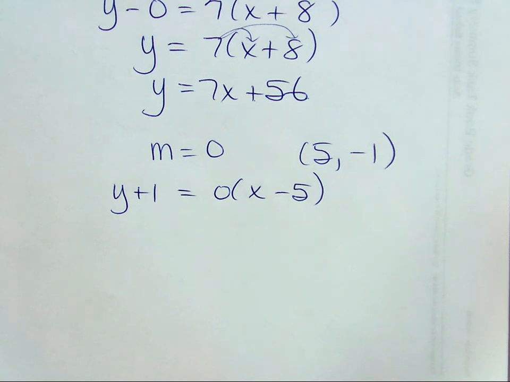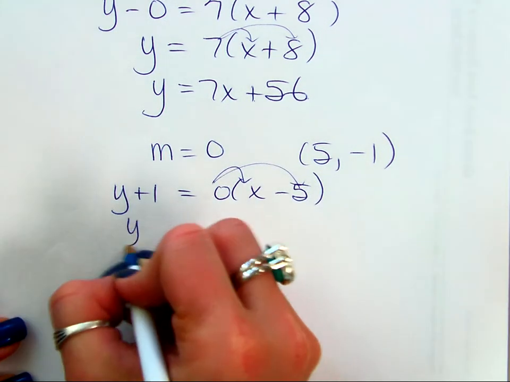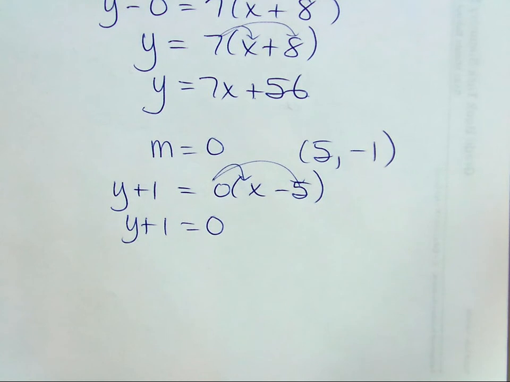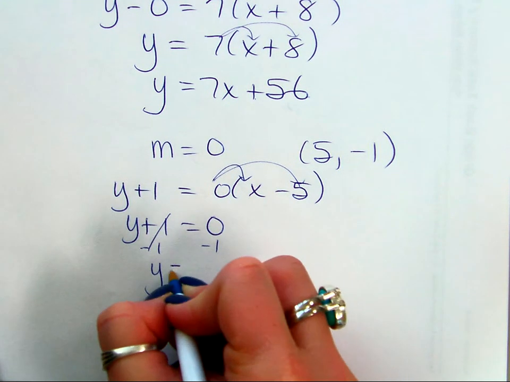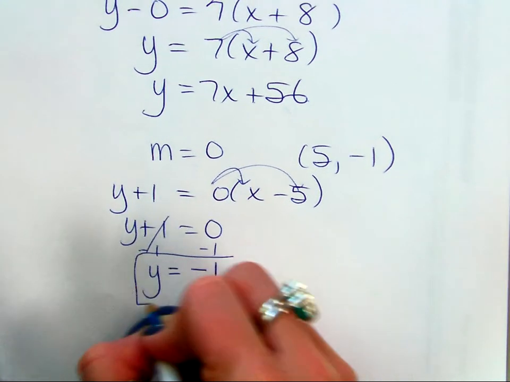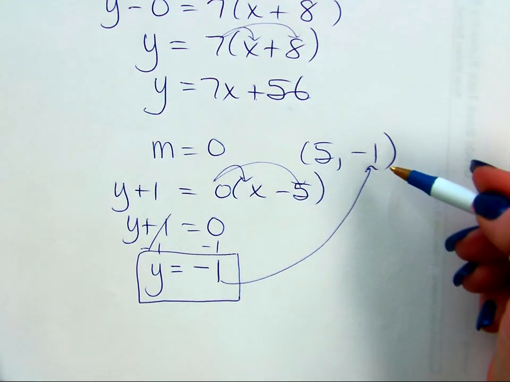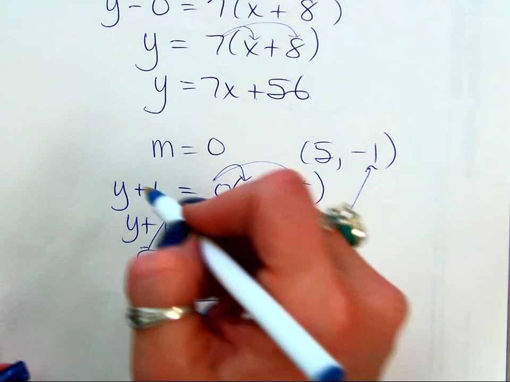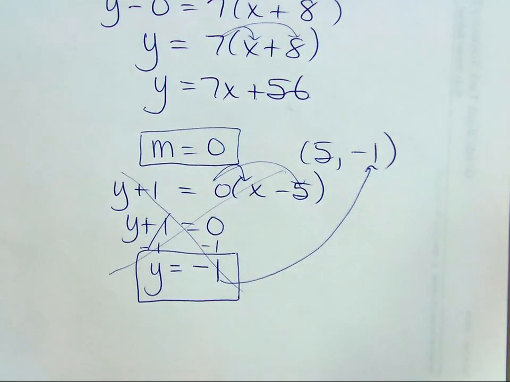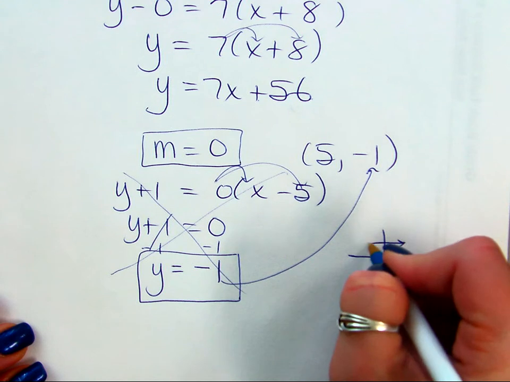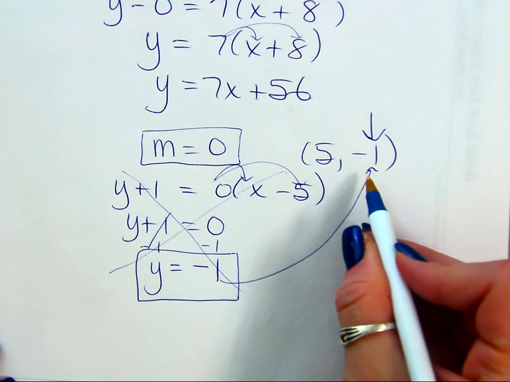Well, what if you were to distribute a 0? What would that make this? 0. What would that make this? 0. So you would be left with y plus 1 equals 0, which is the same as what? Y equals negative 1. Hey, look. Isn't y negative 1 right there? So do you remember when I said I could have saved all this work, because as soon as I saw that the slope was 0, I knew it was a horizontal line, and it's y equals whatever y equals, right?